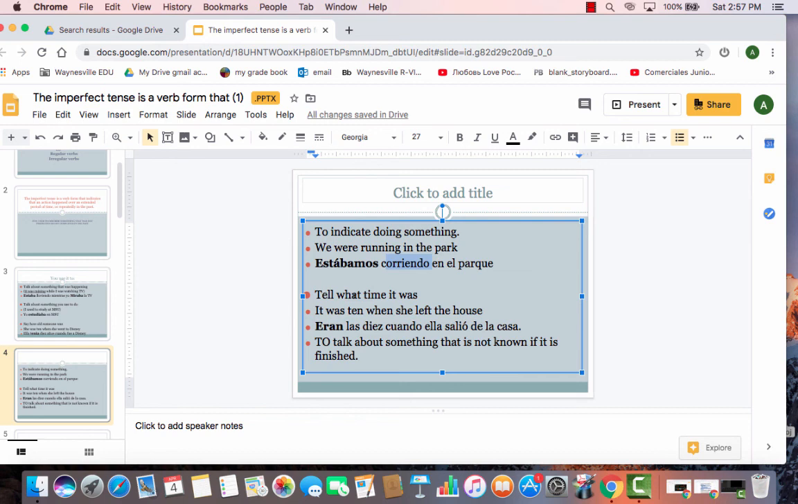Also use it to tell what time it was. It was 10 when she left the house. Eran las 10 cuando ella salió de la casa. Here you have the verb ser. This is how ser looks in the imperfect. Let's go to the next slide.